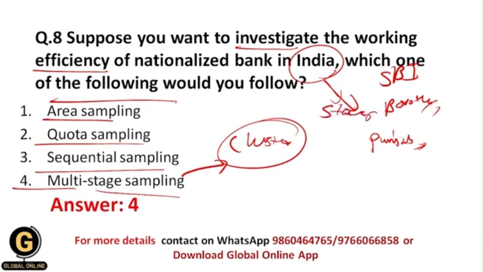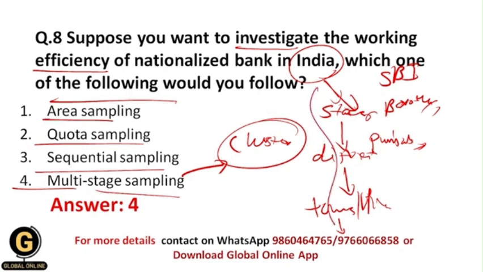Okay, then within the different states I will make the subgroups of districts, then within the districts I will make subgroups of towns or villages, and subsequently I will choose the nationalized bank, and after that I will investigate the working efficiency of that specific nationalized bank. That's why this technique would be more efficient, because by using it I can reach each and every nationalized bank in India, so that I can investigate their working efficiency more accurately.